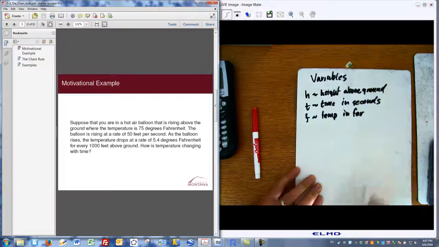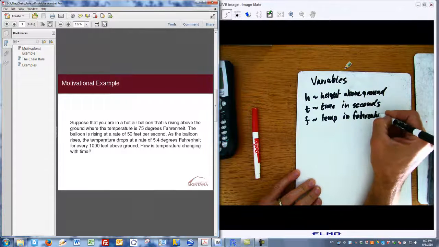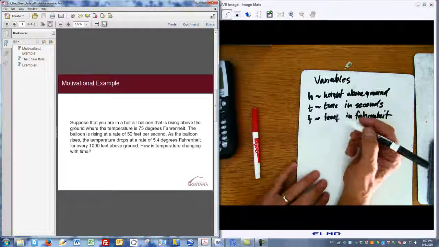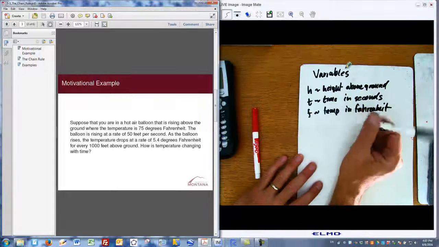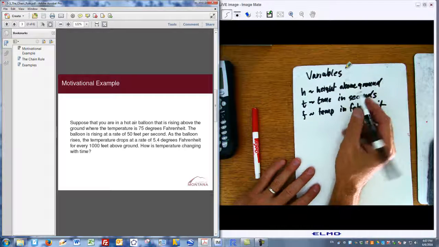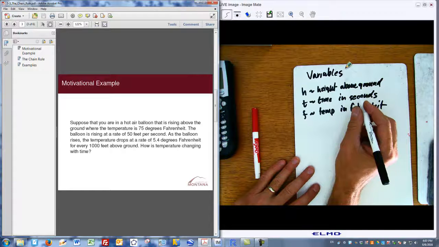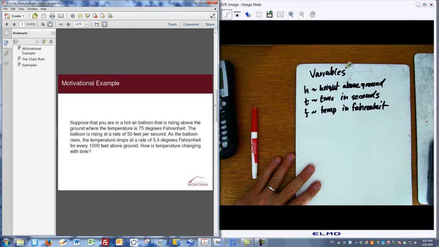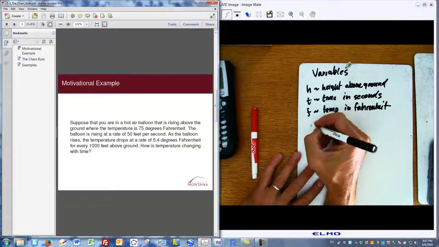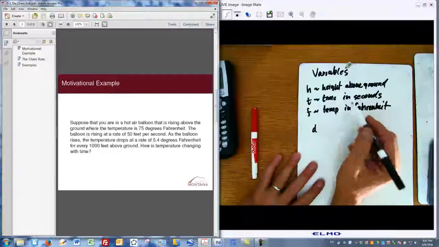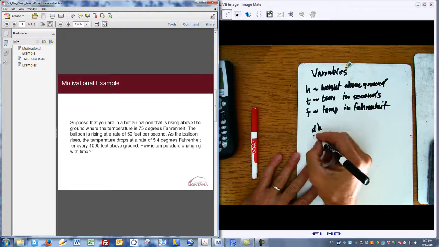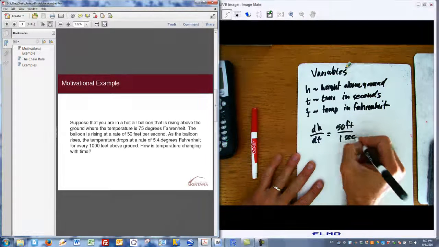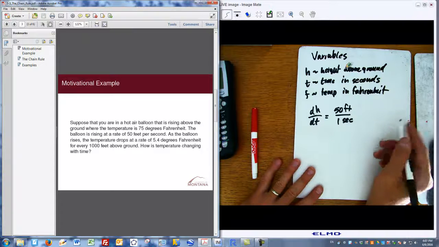F as a function of height. Okay, so these are our variables. What we're told is we're told 2 rates. In a sense, what we're told are 2 derivatives which are constant. So we're told really that the time rate of change of the balloon rising is 50 feet per second. So really what we're told is that the rate of change of height, dh, with respect to time, dt, is 50 feet per 1 second. So dh/dt is 50 feet per second.